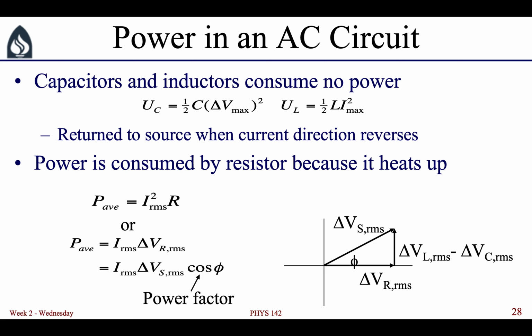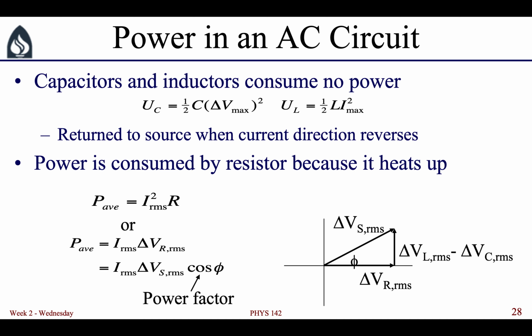In an AC circuit, capacitors and inductors consume no power. They store electrical energy, but when the current reverses direction, they give that energy back. So power is only consumed by a resistor, because a resistor will heat up and convert electrical energy into heat. Or if the resistor happens to be a light bulb, it can convert some of that energy into light as well.